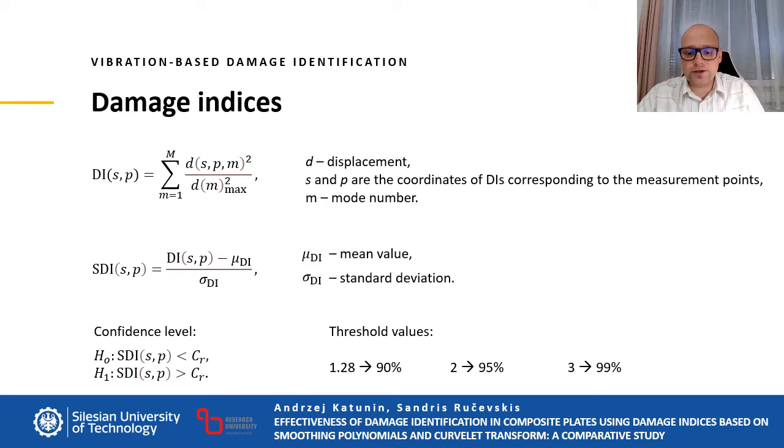We considered here three thresholds. It is 1.28, 2, and 3, which corresponds to 90, 95, and 99 percent confidence levels for the presence of damage. The objective of the hypothesis is to decide whether the element of the structure is damaged based on the significance level or not.